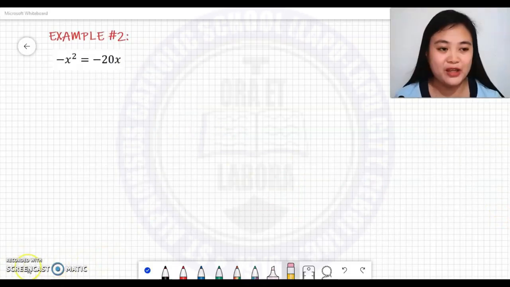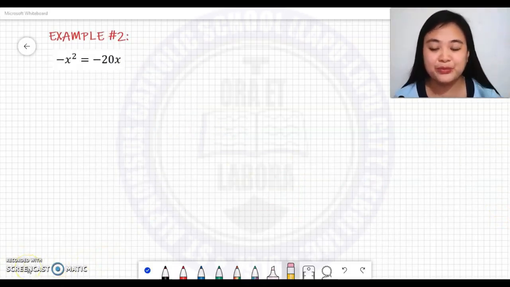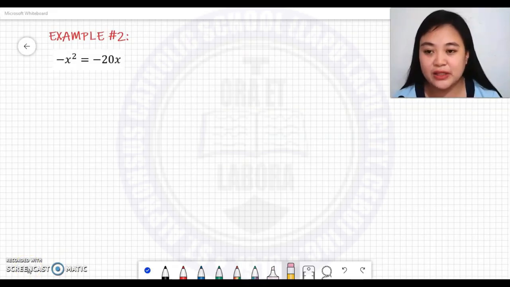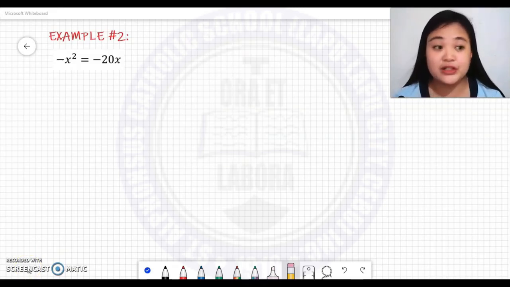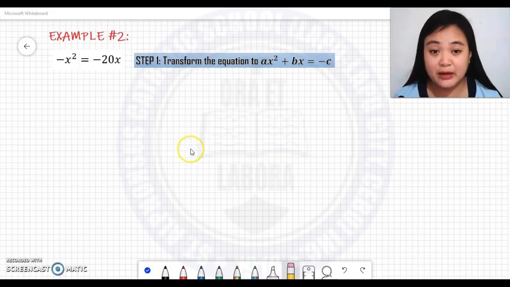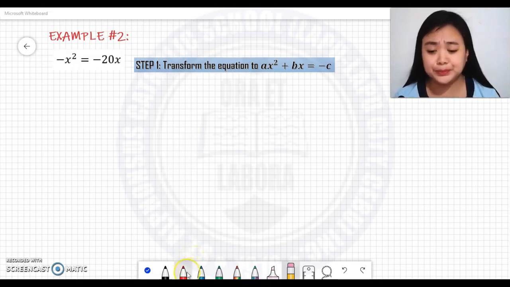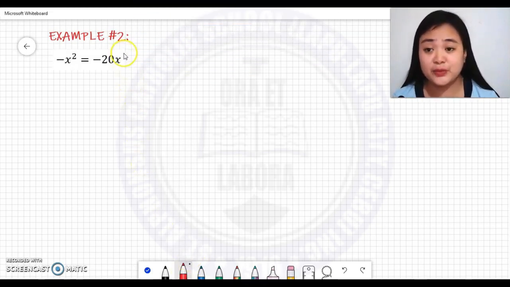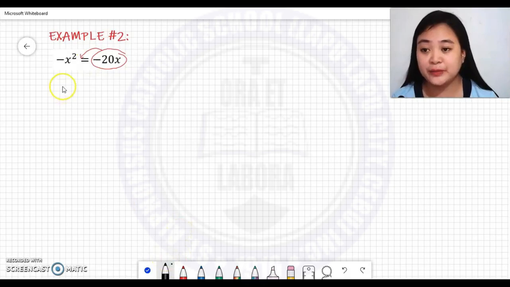Okay, now let's move on to example number 2. Negative x squared equals negative 20x. So the very first thing that you're going to do is transform this equation in the form of ax squared plus bx equals negative c. Since, as you can observe, there's no c here, what we are going to do is transpose negative 20x to the other side. That becomes the equation negative x squared plus 20x equals 0.